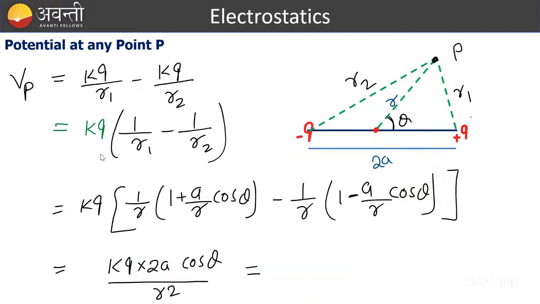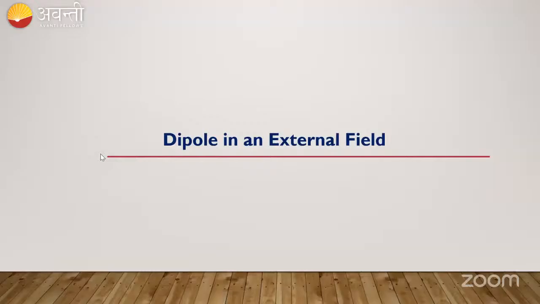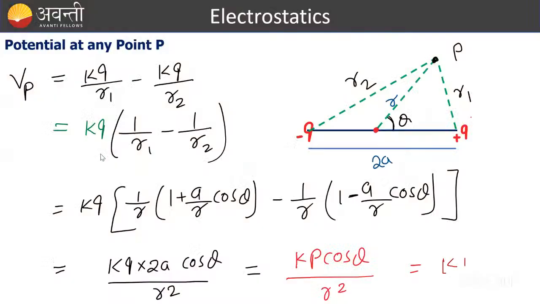So what is the value of electric potential at any position vector P, or at any point P, is what? Kp cos theta by r square, and that is equal to how much? Kp dot r by r cube.